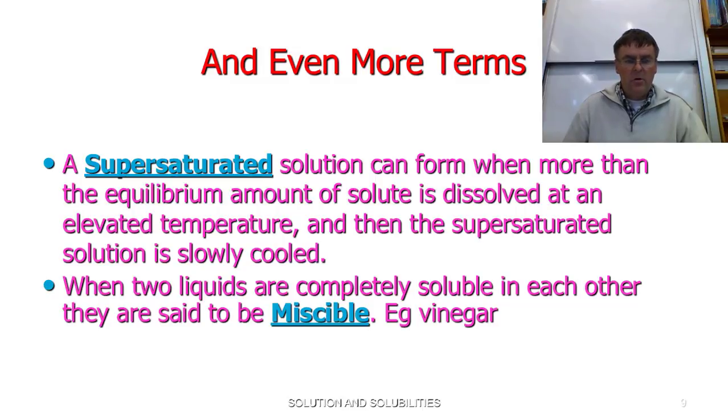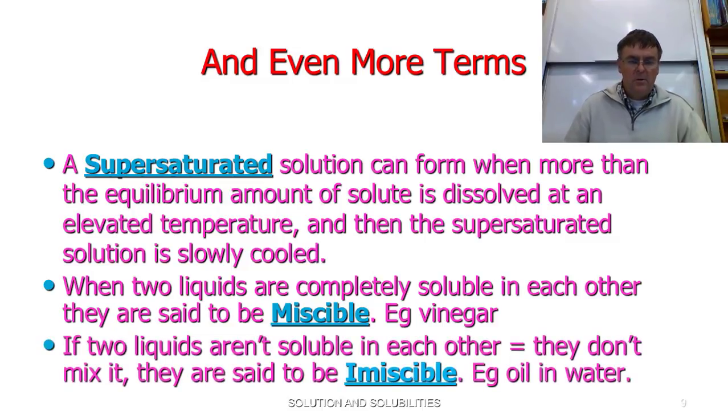Miscible. So two liquids soluble together are called miscible. So vinegar, that acetic acid and water, was an example of that before. They dissolve together, and of course we've got the opposite of that, which is immiscible. So oil and water, they don't mix, one floats on top of the other, they're immiscible.